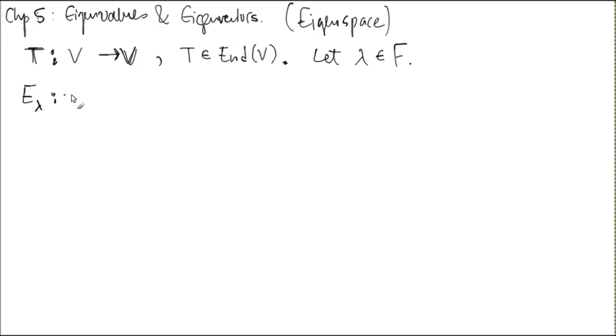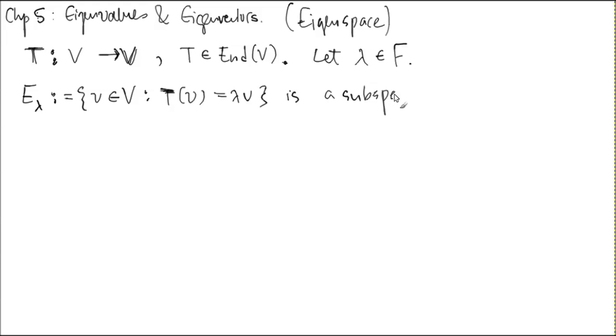Eigenspace is by definition the collection of all the vectors in V such that if you send it along T, what happens? You get lambda V. That is called eigenspace. All right? First of all, why is that a subspace? It's a subset, right? Then you have to show why this is a subspace.